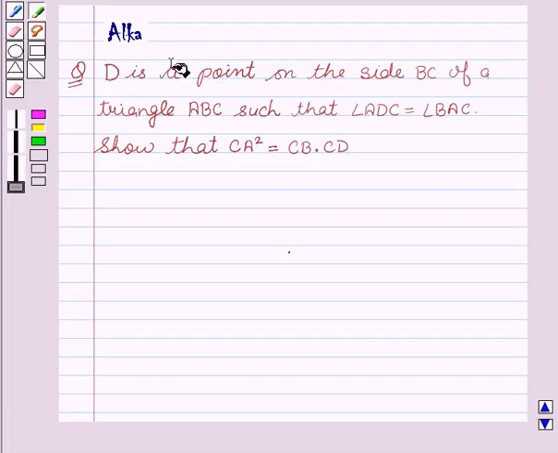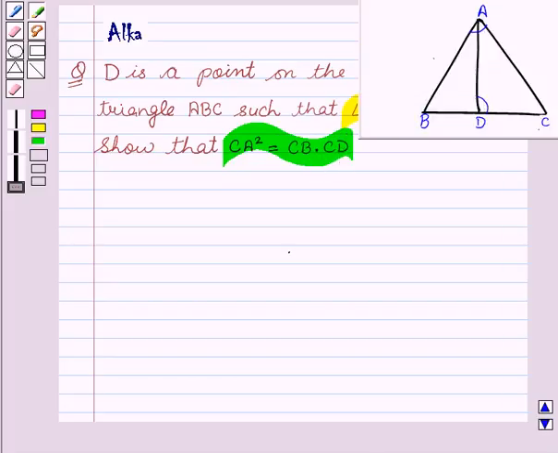Let's discuss triangles. Our given question is, D is a point on the side BC of a triangle ABC such that angle ADC is equal to angle BAC. We have to show that CA square equals CB into CD. Here is the figure. Now let's start with the solution.